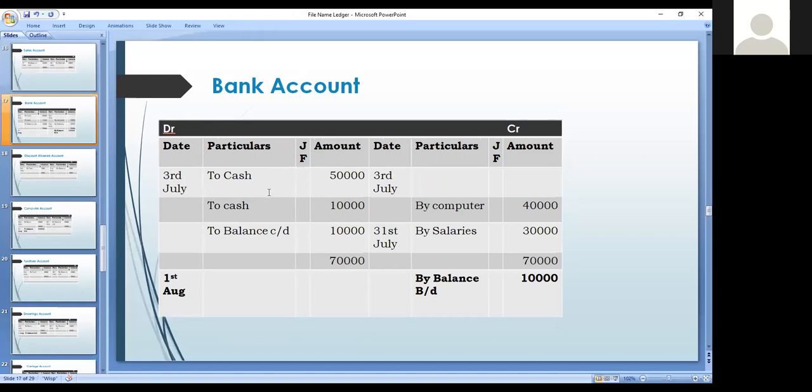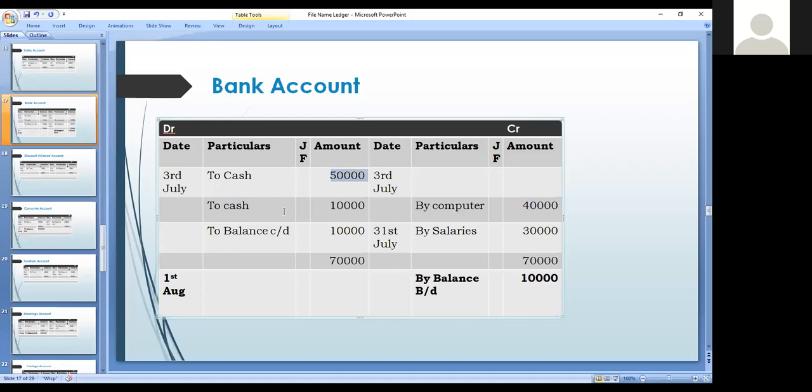First, on the 3rd, what happened? The company deposited cash into the bank. The journal entry was bank account debit to cash. Being the bank account debited, we have to put the amount on the debit side, 50,000. What we are depositing is cash, so we are writing "to cash, 50,000."